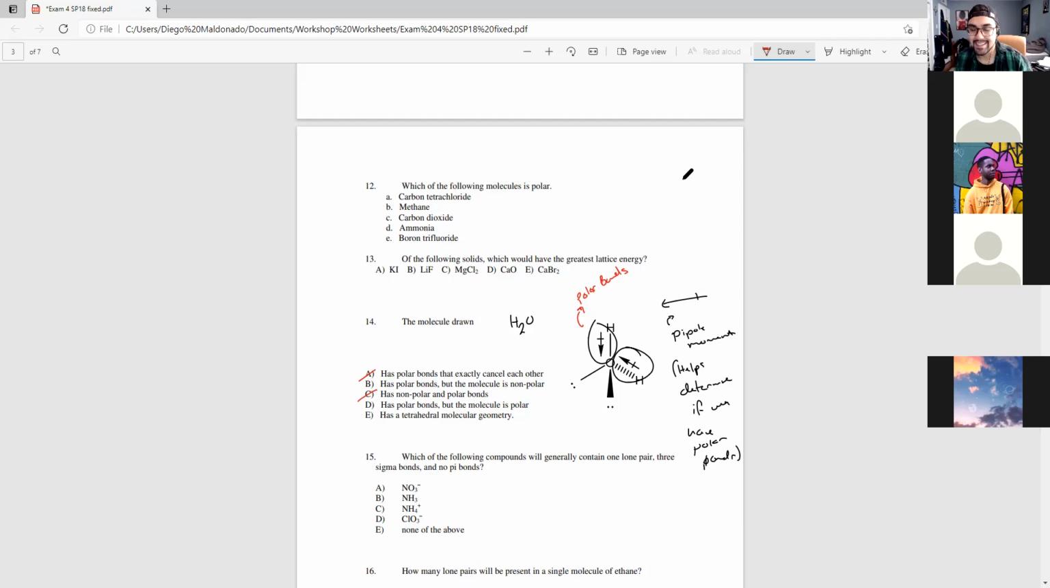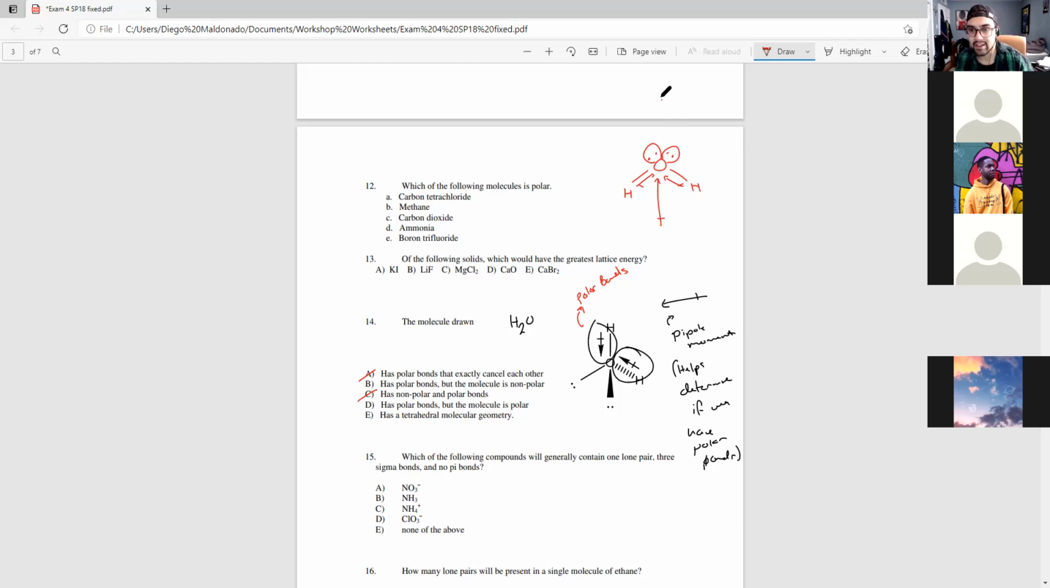So it may be difficult to answer. Oxygen has a bent molecular geometry, and it pulls the hydrogens towards itself. So overall, there's one big dipole moment being made here.